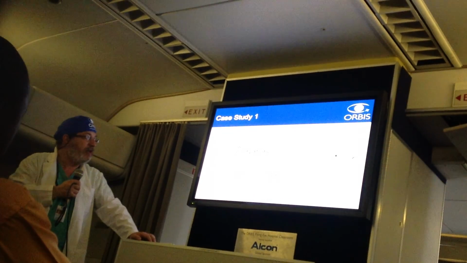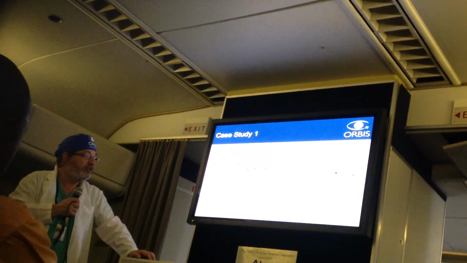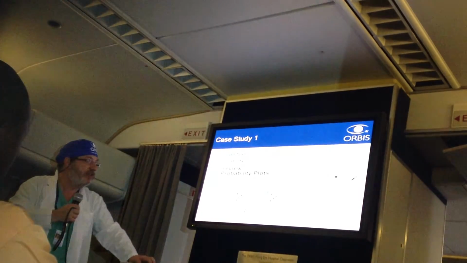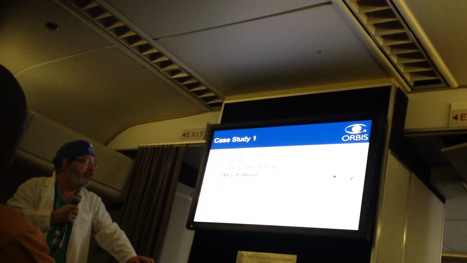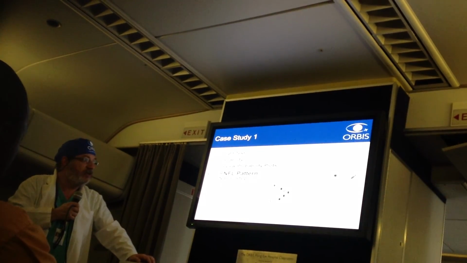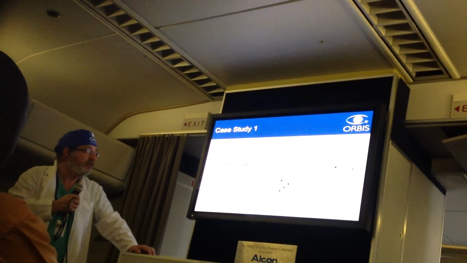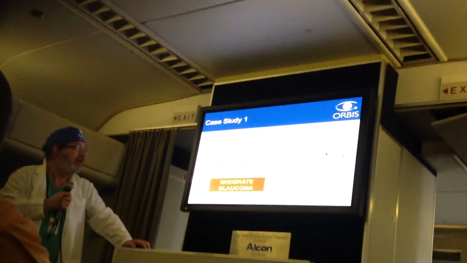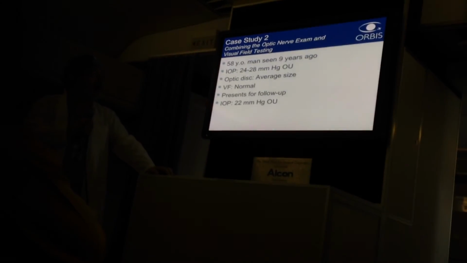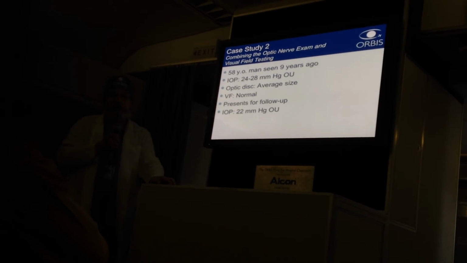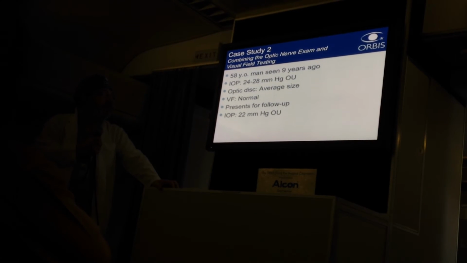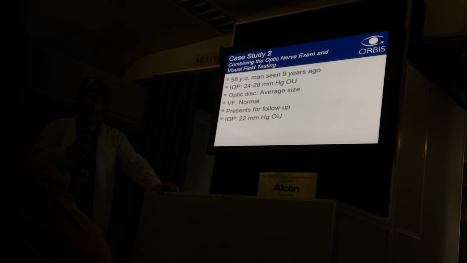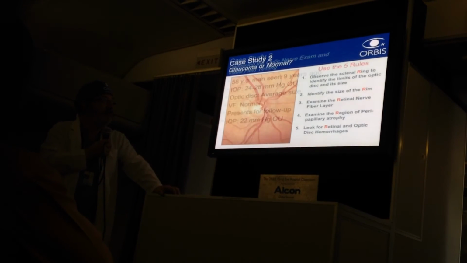His probability plots show some nasal loss that's certainly consistent with glaucoma. And it is a nasal step pattern, again consistent with a glaucomatous field loss. And so we reaffirm the diagnosis as being most likely glaucoma, early to moderate glaucoma. Let's look at another patient, a 58-year-old man who was seen 9 years ago. His pressures have been in the mid-20s. His visual field is normal, and he presents for follow-up, and he's an ocular hypertensive.